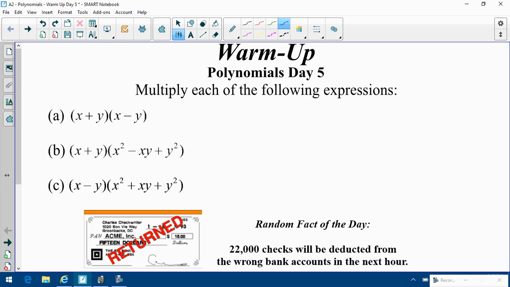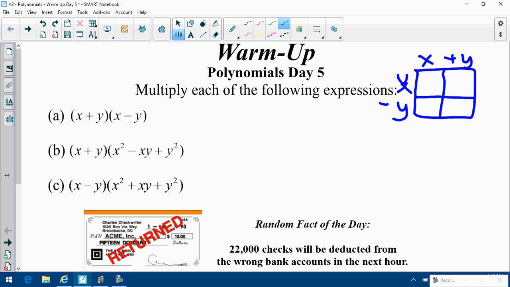So for the first one, we've got x plus y times x minus y. So we've done these types of problems a million times this year. We're just using a box. So I've got x plus y and x minus y. X times x would be x squared. This would be a positive xy. This would be a negative xy. And this would be a negative y squared.